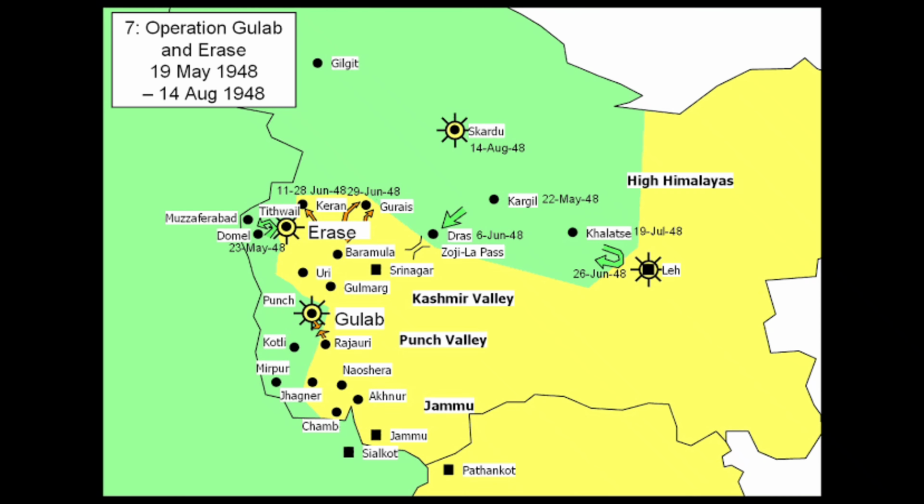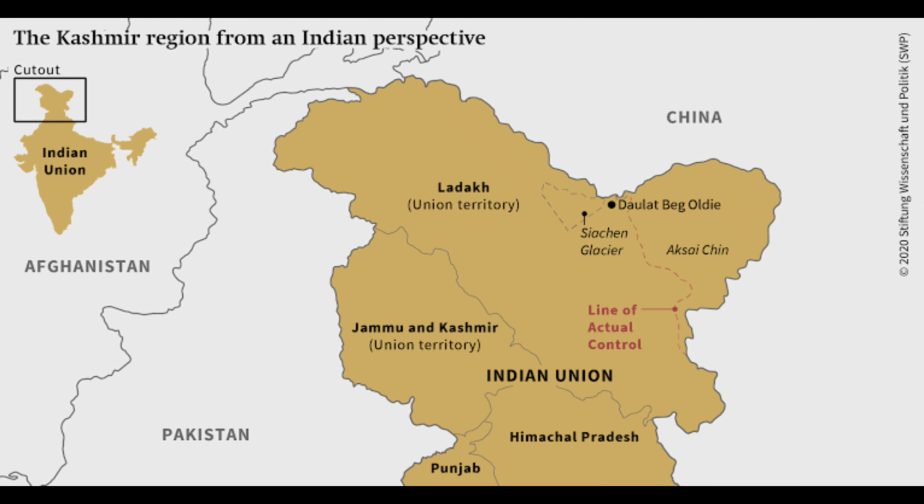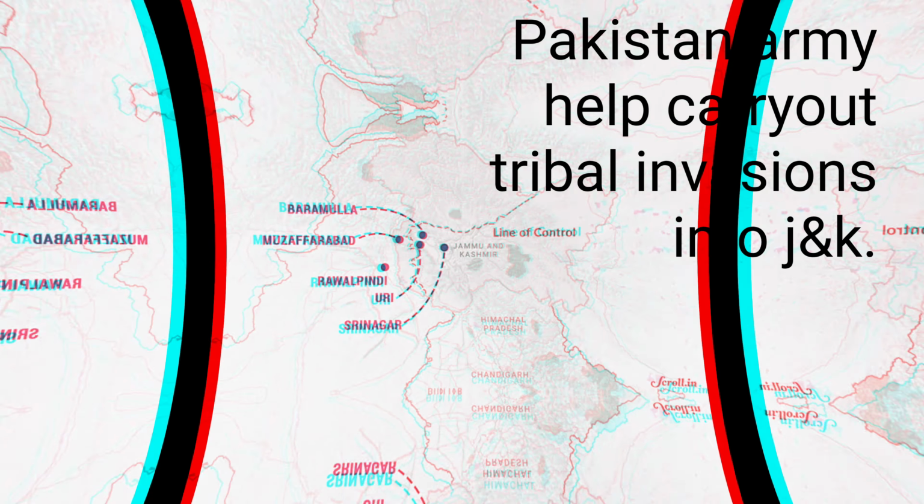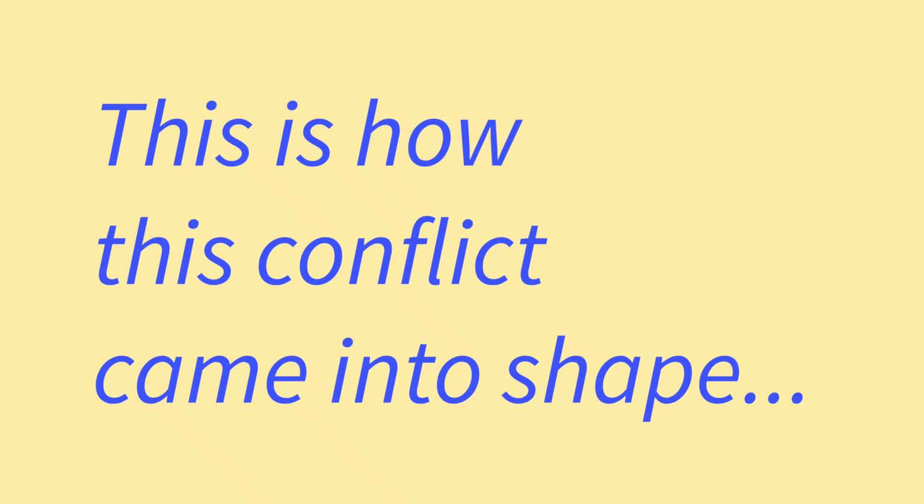The Indian government considered itself to be under legal possession of Jammu and Kashmir by virtue of the accession of the state. The assistance given by Pakistan to the rebel forces and the Pashtun tribes was held to be a hostile act, and the further involvement of the Pakistan army was taken to be an invasion of Indian territory. This is how this conflict came into shape.